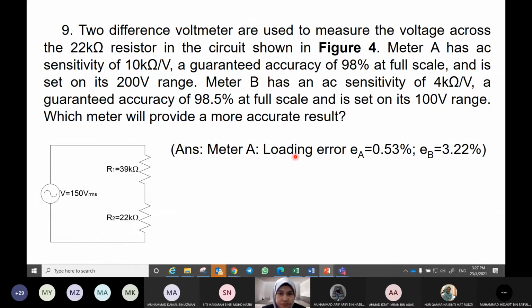The answer is meter A will provide the more accurate result. Okay, loading error. This actually the question did not ask on.